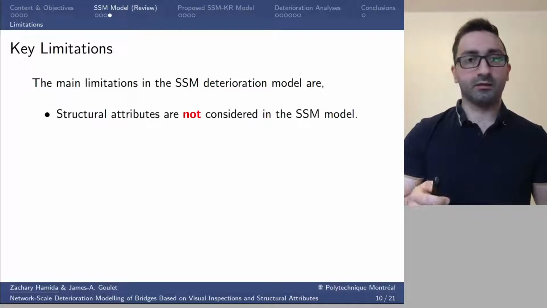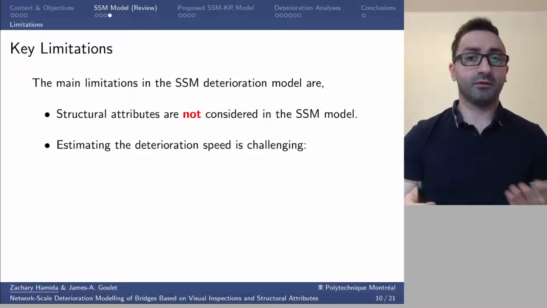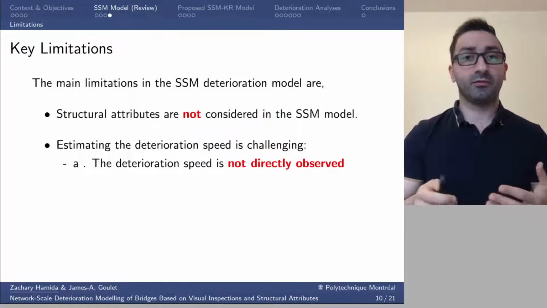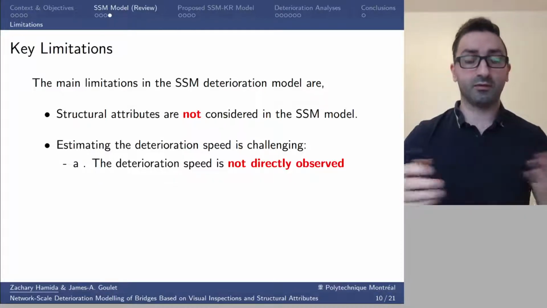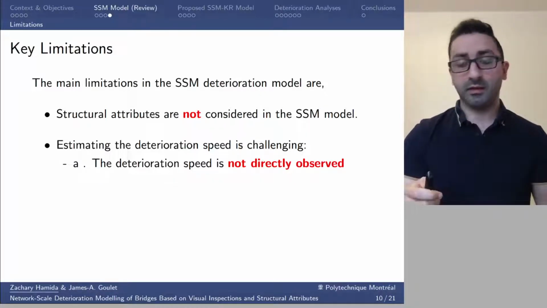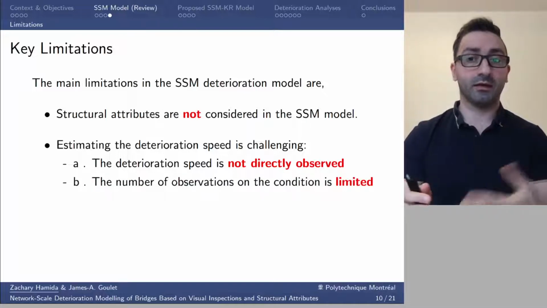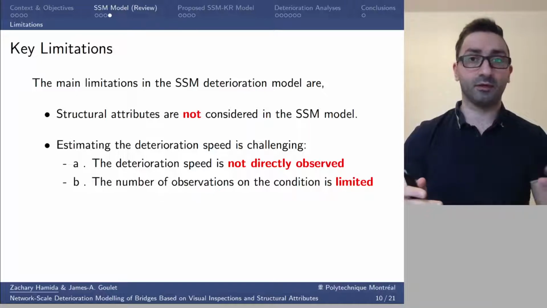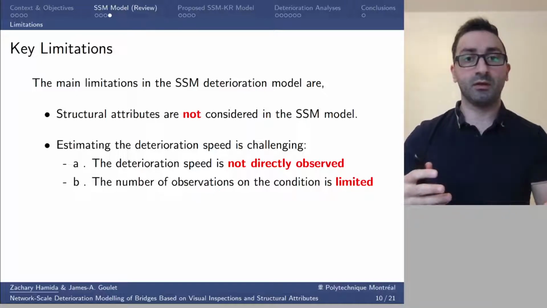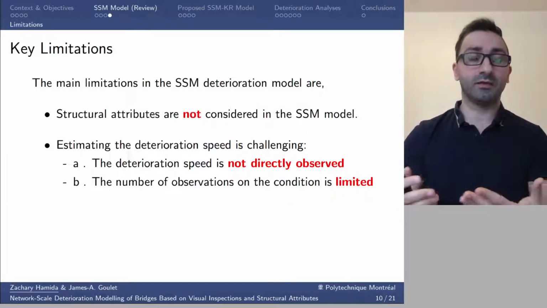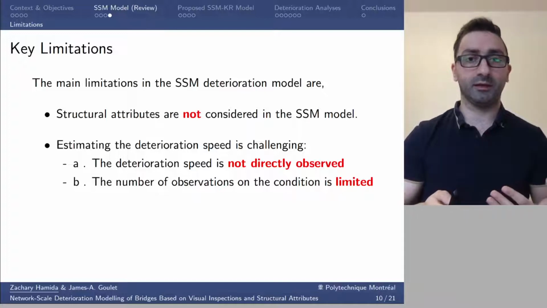And the other thing is that estimating the deterioration speed in this approach is really challenging. This is because the deterioration speed is not directly observed, so we don't have any observations for the speed. And the other thing is that the number of observations on the condition is limited. As you saw, we have 4 observations per time series, or 3, or in some cases 2. So this is a very limited number to rely on for estimating the deterioration speed.